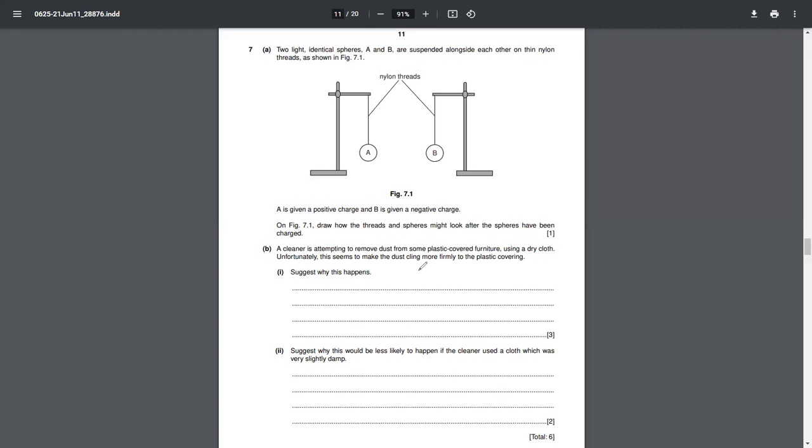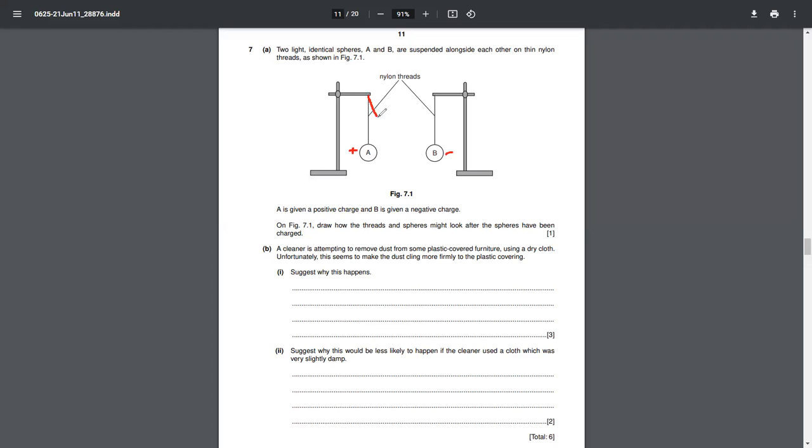Everyone, this is June 11, paper 21, number 7. Two light identical spheres, A and B, are suspended alongside each other on a thin nylon thread, as shown in figure 7.1. A is given a positive charge and B is given a negative charge. On figure 7.1, draw the threads and the spheres as they might look after the spheres have been charged.